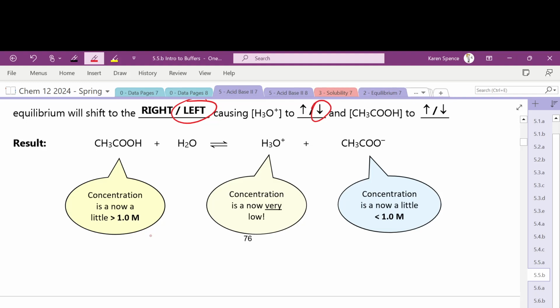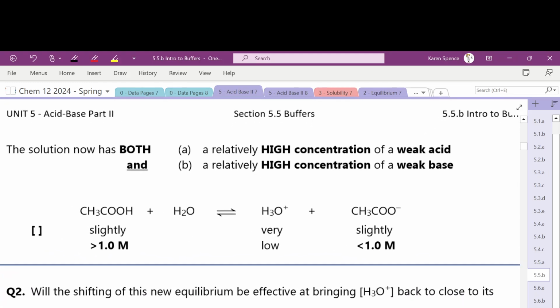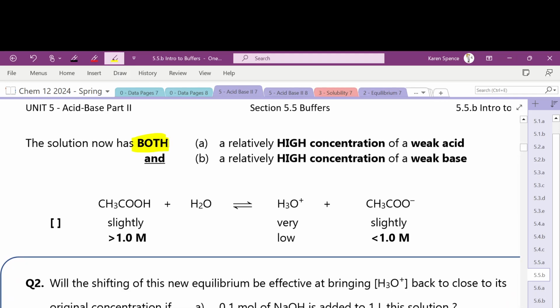So what we have now is acetic acid, which is a little bit bigger than 1 molar because we shifted towards the acetic acid. The concentration of acetate is a little less than 1 molar because we shifted away from it. And the concentration of the H plus or the H3O plus is very, very low, okay? The moral of this story is we now have both a high concentration of the weak acid and a high concentration of the weak base.